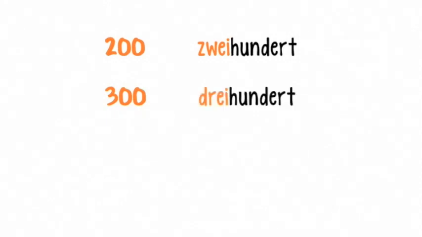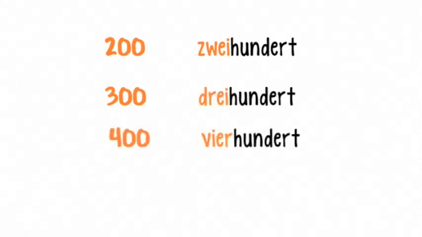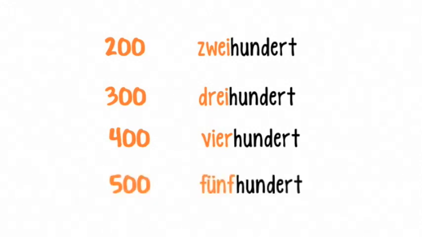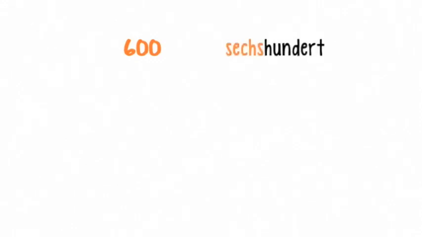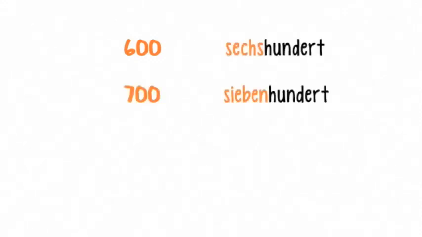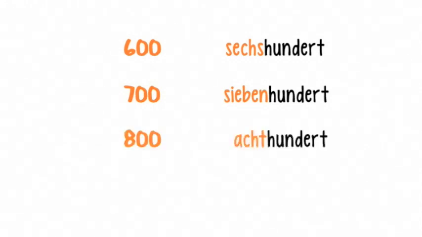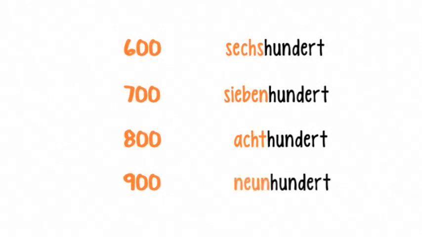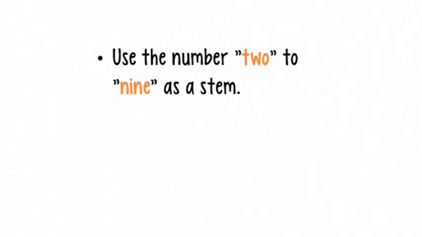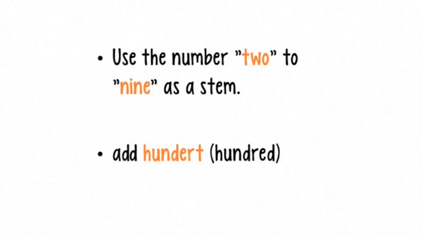Let's continue with 200. In German we say zweihundert, dreihundert, vierhundert, and fünfhundert. Then sechshundert, siebenhundert, achthundert, and neunhundert. Let's see how to form the numbers 200 to 900. You have to use first of all the number 2 to 9 as a stem, and then add hundert, which is 100.